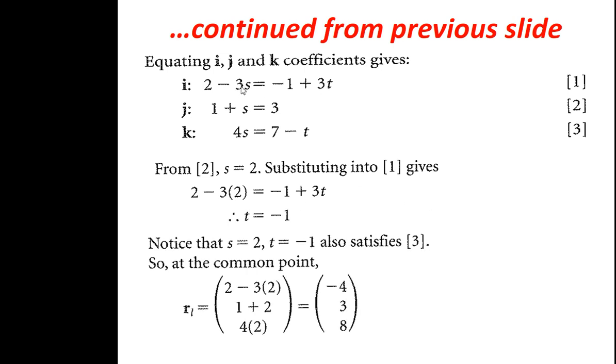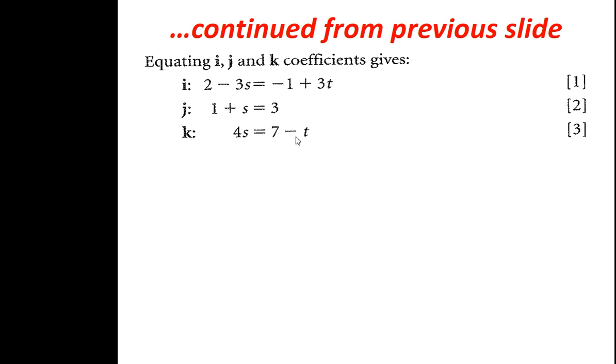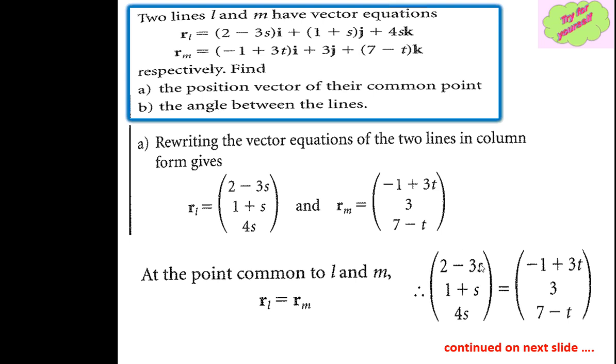You might want to double check by subbing in S is 2, T is negative 1, and double check with this equation as well. Notice that S equals 2, T equals negative 1 also satisfies equation 3. So they did equation 2 to solve for T, I did equation 3, but then I would double check my S and T values by subbing it into equation 1 to see, does the left-hand side equal the right-hand side? So at the common point, you could use r of L to sub it in. Basically what we're doing is subbing in S and subbing in T for the common point.